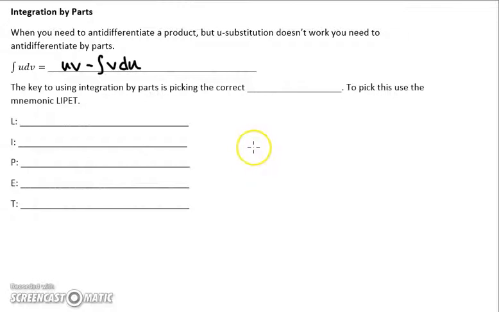Now, instead of just picking a u, we're going to need to pick a u and a dv. The key to doing this correctly is making sure we pick the correct u. To pick this, we want to use the mnemonic LIPET, L-I-P-E-T. In this order, these are how we want to pick our u's. The first thing we look for, the L, stands for logs. If there is a log in your problem, that's your u. If there are no logs, we look for I, which is inverse trig.